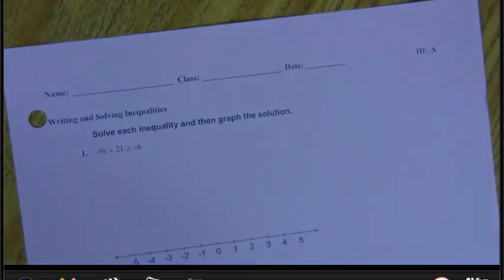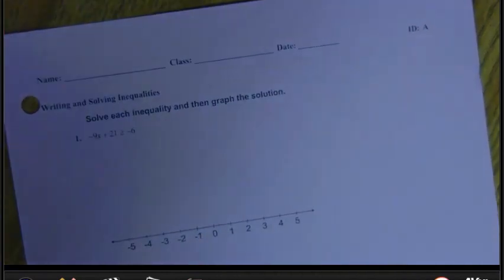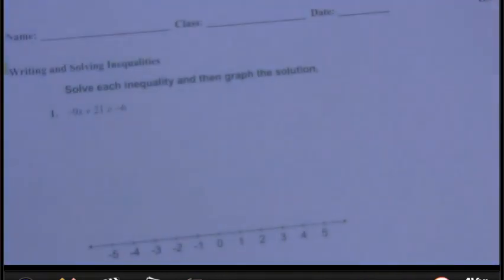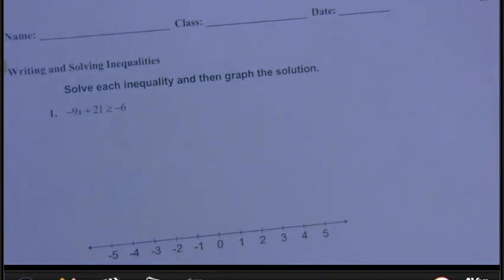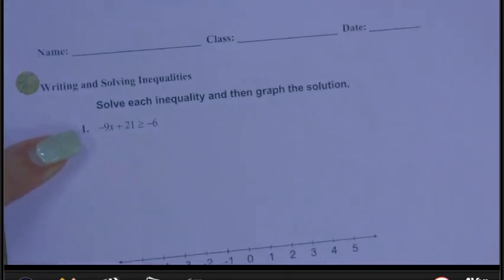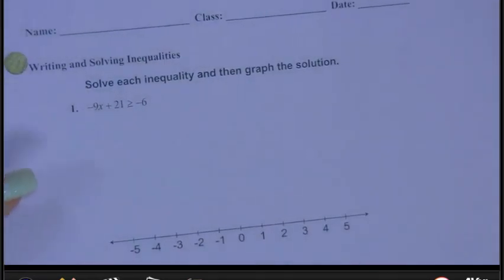All right, if you guys would please grab out your writing and solving inequalities. We're going to go through this worksheet together here on solving each inequality and then graph the solution. So number one, I have negative 9x plus 21 is greater than or equal to negative 6.